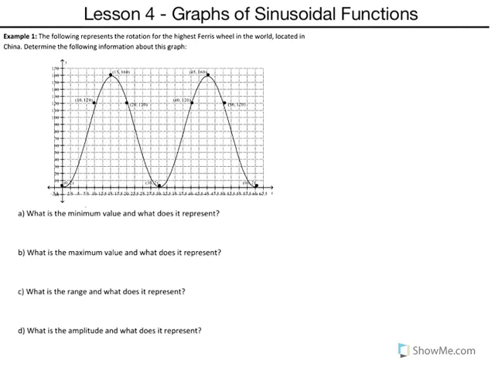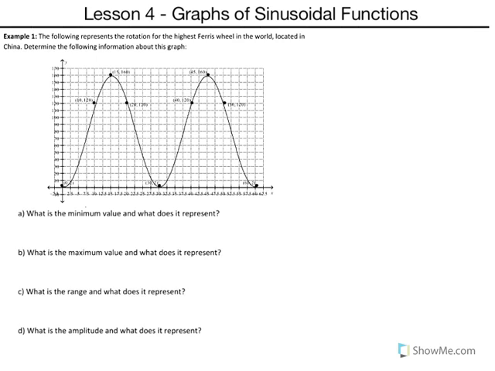Lesson 4, graphs of sinusoidal functions. So anytime you have something that's traveling in a circle, like a wheel or a tire, it will make a sinusoidal function. So we have the following word problem, and it represents the height, or the rotation of the highest Ferris wheel in the world, which is in China.